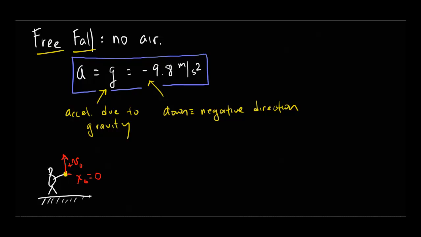What's going to happen? Well, this ball is going to go up, up, up. And what happens to its velocity as it goes up? It's going to decrease until it gets to the very, very top. And at the very top, the velocity is 0.